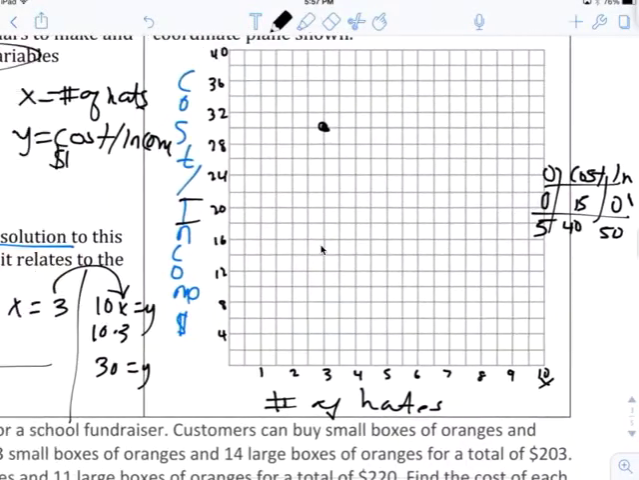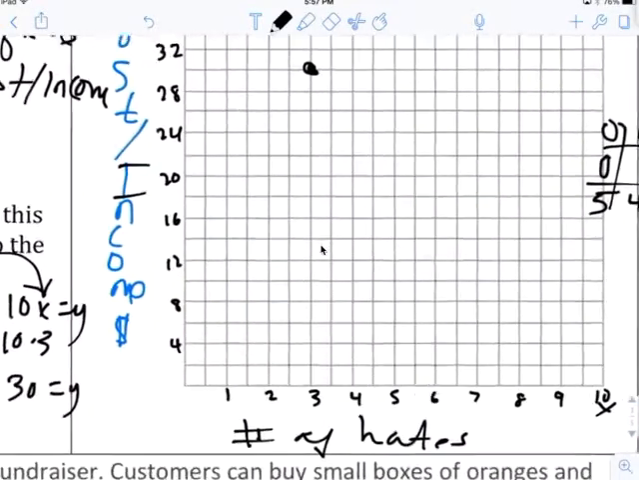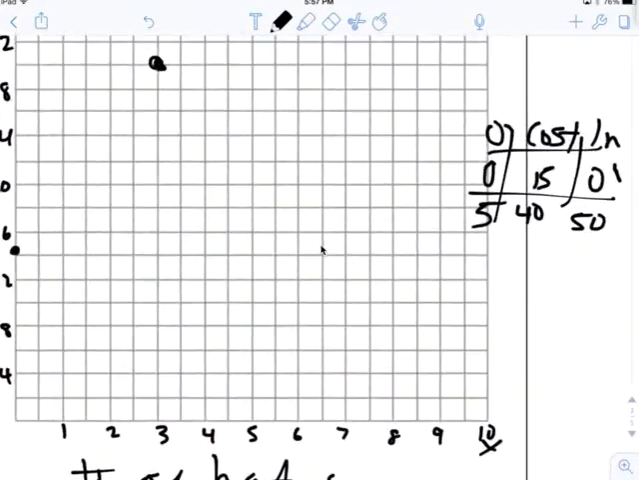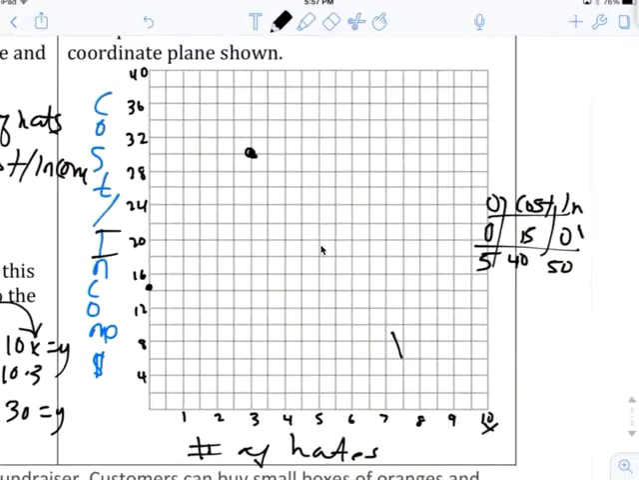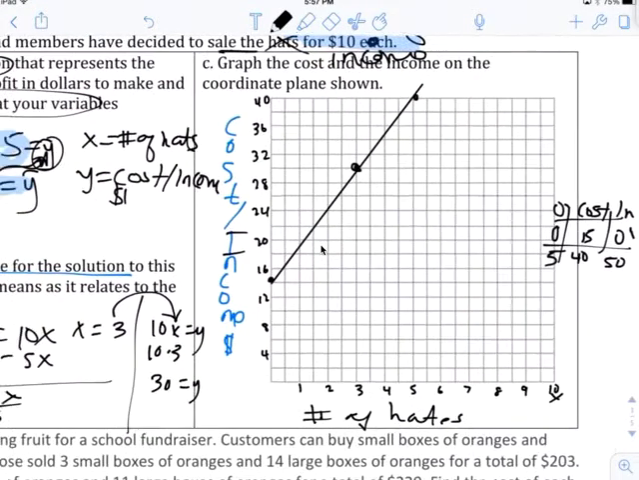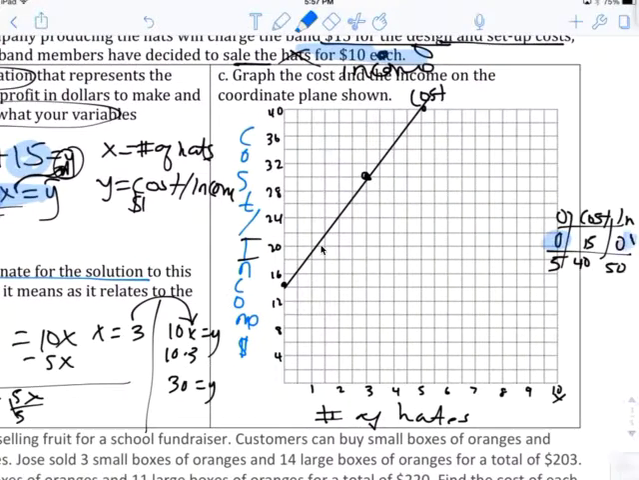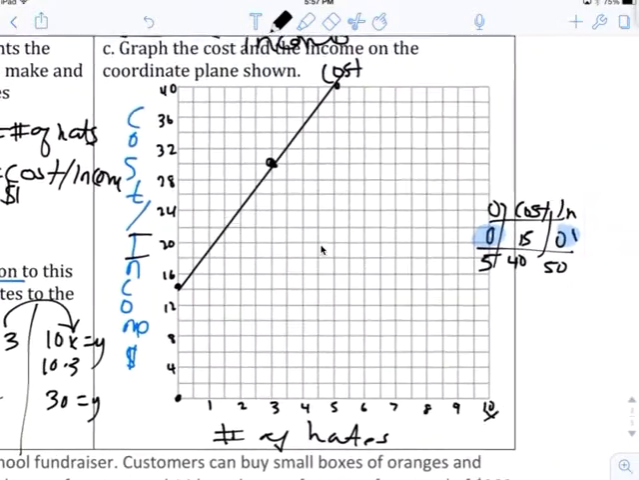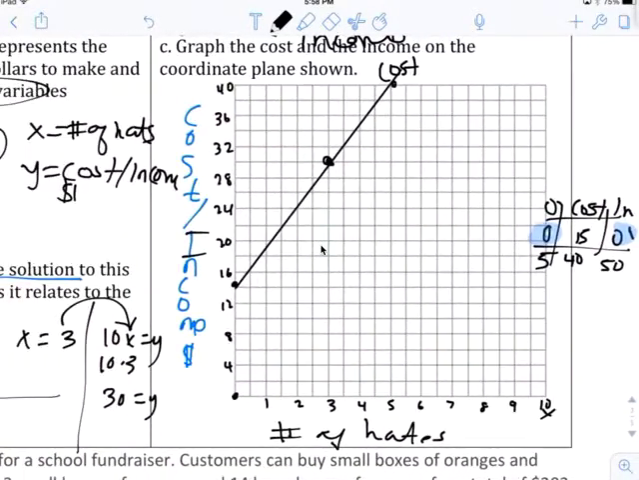So (0, 15) for the cost. And then (5, 40). I like the other way better, using 10, no, (5, 40) is up here. So you connect them together, and that's your cost line. Your income starts at (0, 0). Okay, (0, 0) right here. And then you go (5, 50).